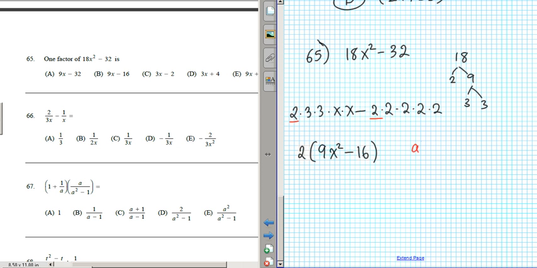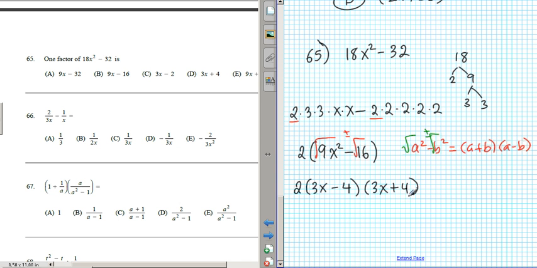A squared minus b squared equals a plus b, a minus b. You get this by rooting the first and the last and doing the plus or minus. Okay? So let's do that here. So here I'm going to root this and root that and add and subtract the square roots. So the answer is going to be 3x minus 4 times 3x plus 4.